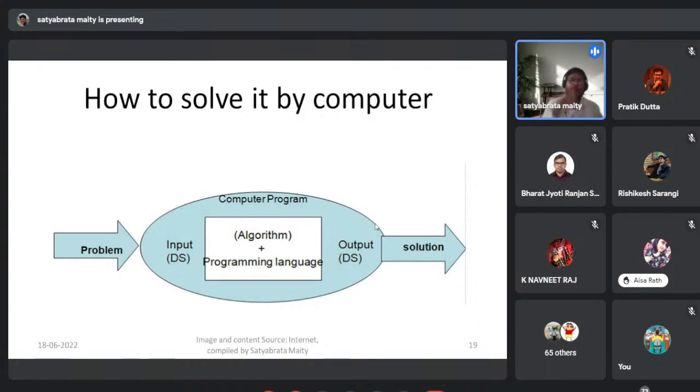Problem is given, we are having some mathematical logic in the form of an algorithm, and that algorithm is using two things: data structures. Data structures are mostly used in two different areas. One is input data structure, another is output data structure. Now we are implementing that algorithm in some programming language, and that will give us the solution for this particular problem. In traditional computing systems, using programs, we are solving the problem like this.